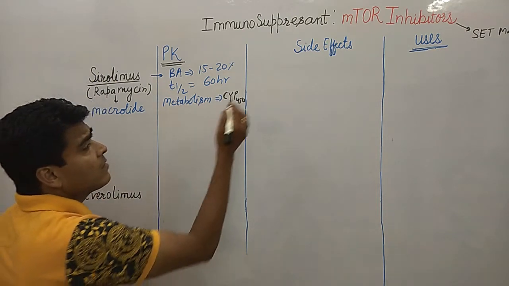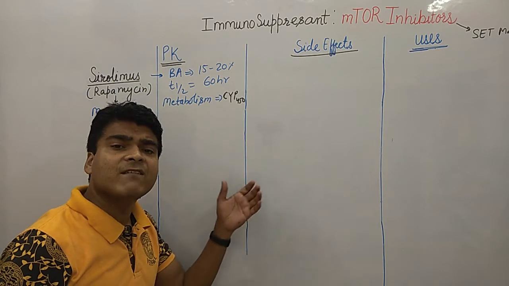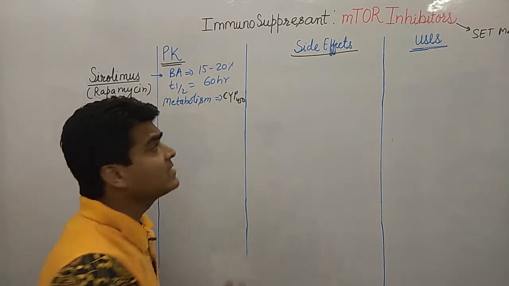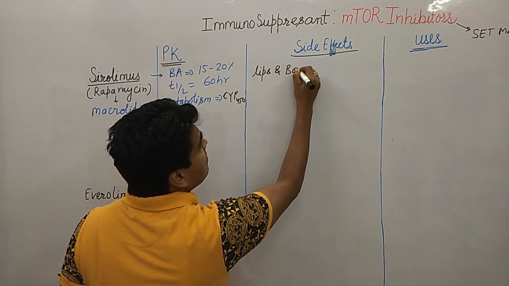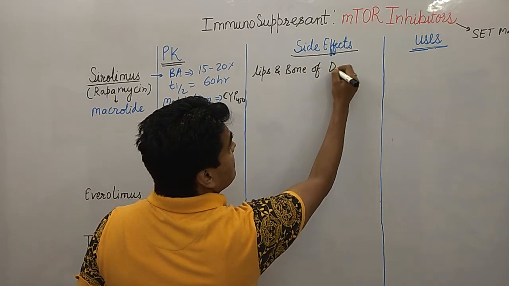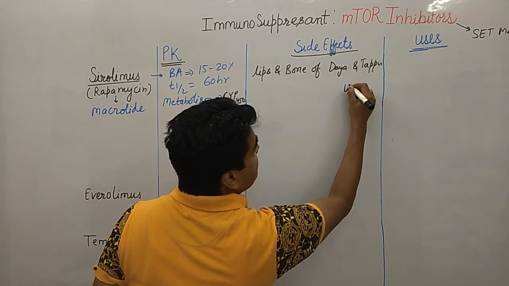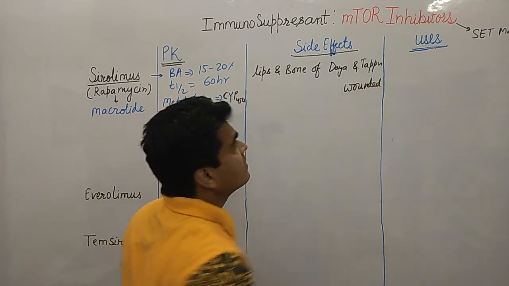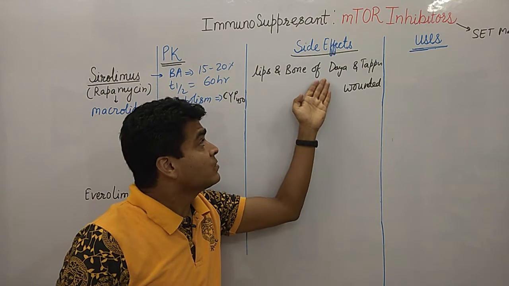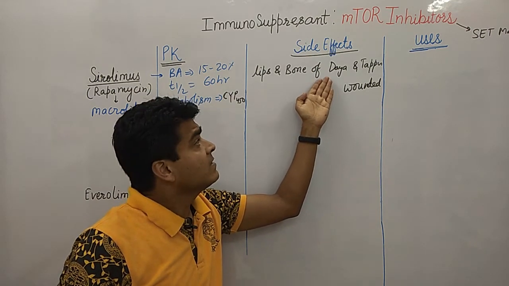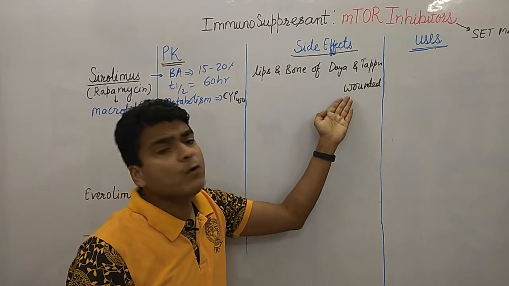Now looking at the side effects of sirolimus, I am giving you a mnemonic. Our mnemonic is: Lips and bone of Daya and Tapu wounded. You know Daya and Tapu very well from Tarak Mehta Ka Ulta Chashma. These are two characters in Tarak Mehta Ka Ulta Chashma, Daya and Tapu. So I am again repeating, lips and bone of Daya and Tapu wounded.